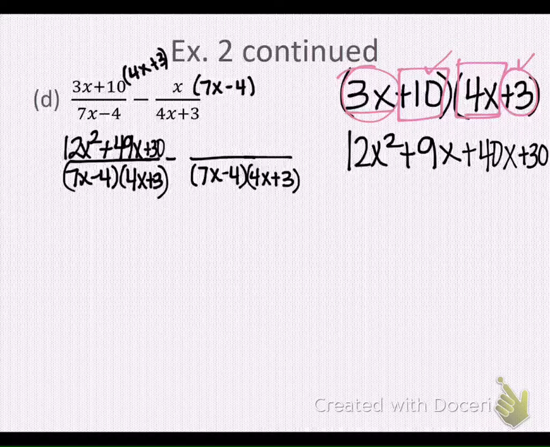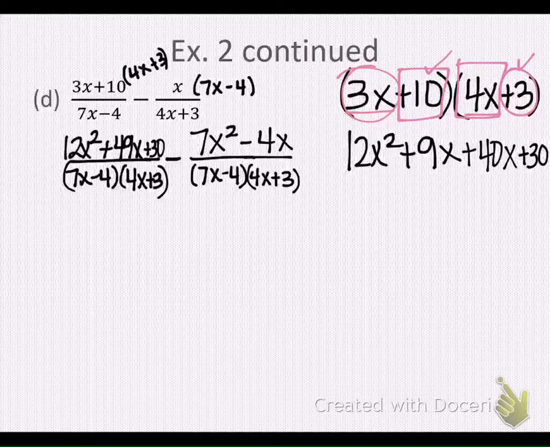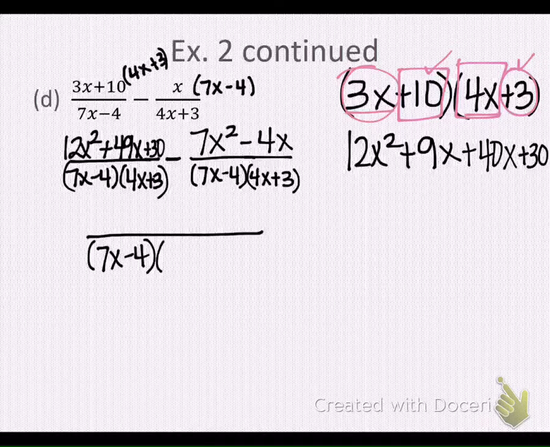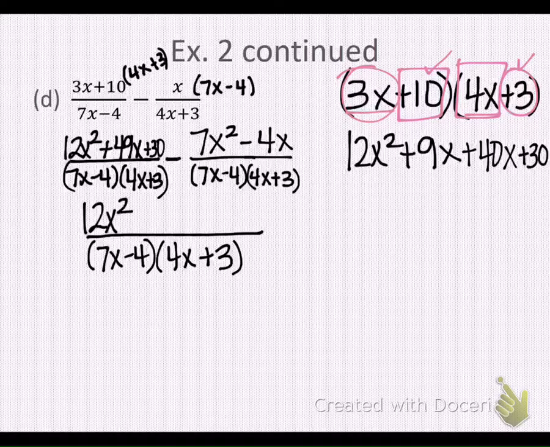Now, is it necessary for me to move the x times 7x minus 4 over to the side? That's a monomial times a binomial, so I'm going to use what property? The distributive. So x times 7x is 7x squared, and x times negative 4 is negative 4x. All right. Now, I'm going to begin to pull my answer down. The denominator's not going to change. I'm going to pull down my first numerator just like it is: 12x squared plus 49x plus 30.